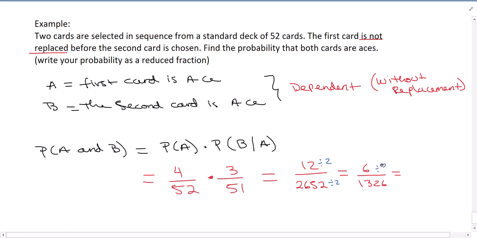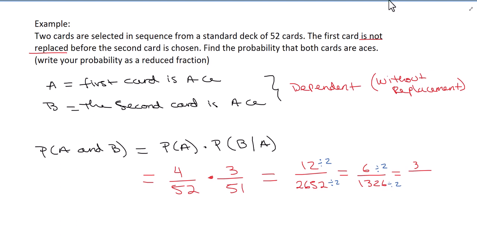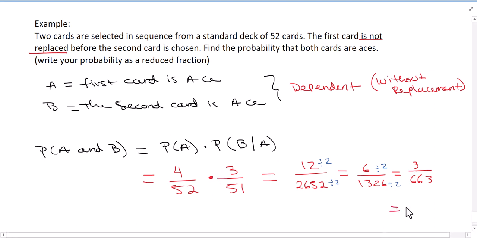If you see right away something higher to divide by, then that's fine. So this will be 3 over 663. And I think maybe that's as far as you can go, unless 663 can be divided by 3, which actually you can. So this will be 1 over 221 is what I got. And so that will be our reduced probability.